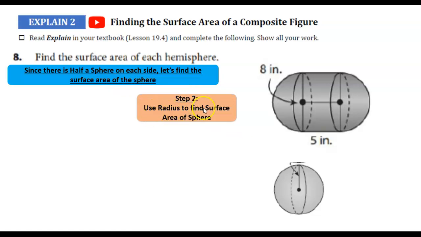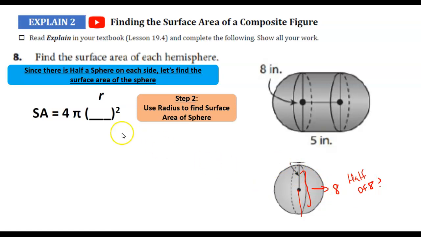So it says use the radius to find surface area. So what is our radius? What is half of 8? Because the whole thing from end to end is 8, so what's half of 8? And hopefully you worked that out. Half of 8 would be 4. So our radius is going to be 4.